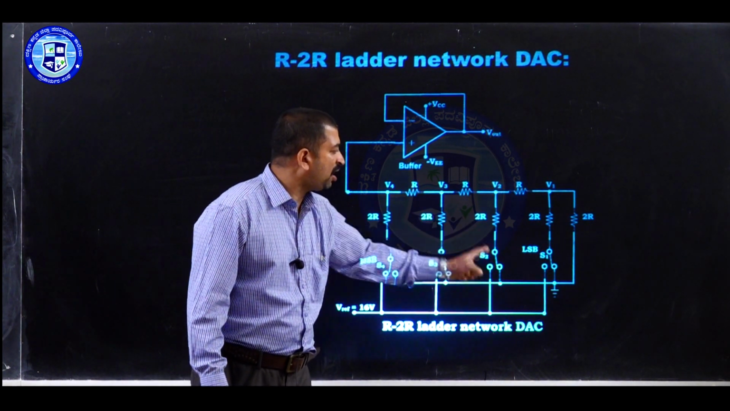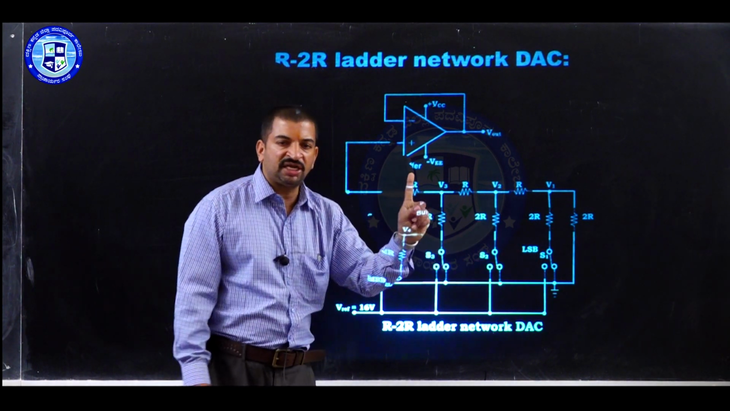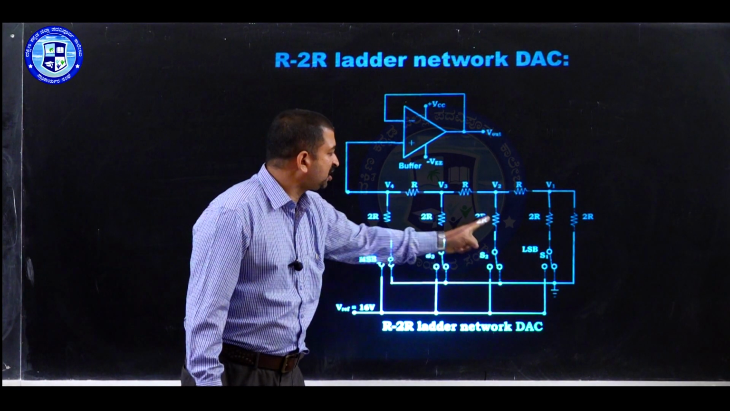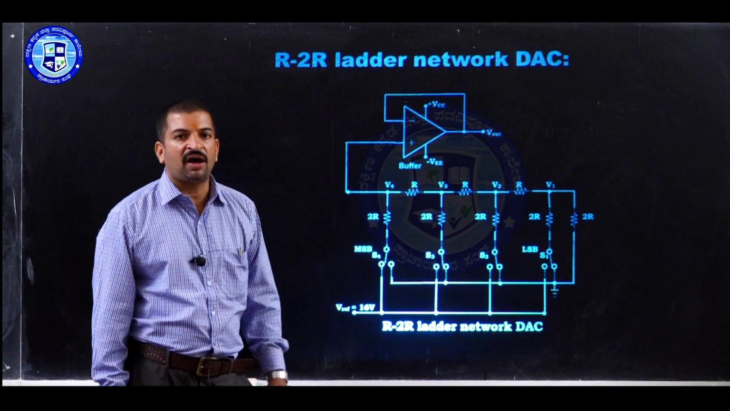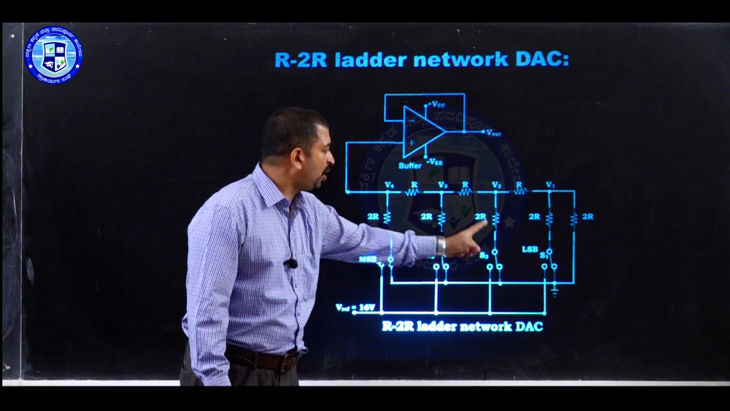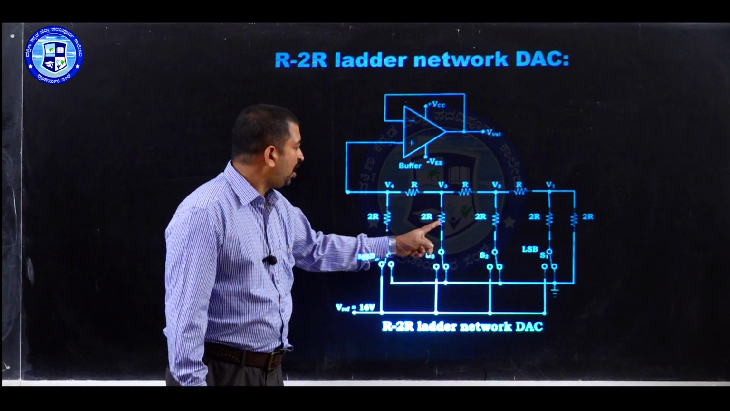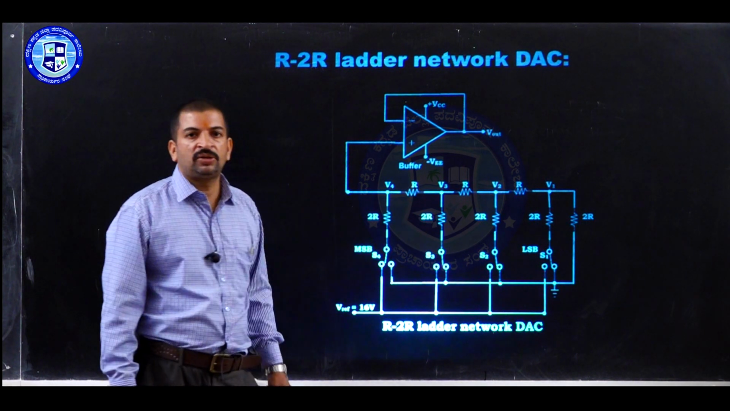Now the entire circuit can be replaced by a single resistance R, which is connected in series with another resistor R. So R in series with R is equal to 2R. So 2R parallel to 2R is equal to R. And then R in series with R is equal to 2R.